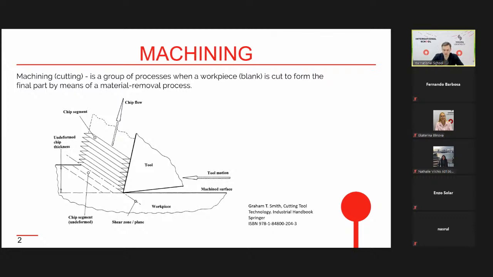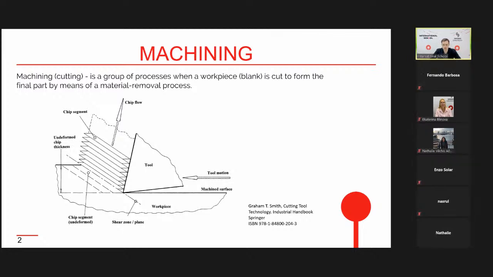And now, from the beginning, we are starting from a difficult, complex picture and a complex explanation of the material, but I will try to give some examples that will simplify this process for your better understanding. So machining or cutting is a group of processes in which the workpiece is cut to form the final part by means of material removal processes. There are different types of processes to form the final shape of the part, and we are going to talk about cutting or material removing processes.